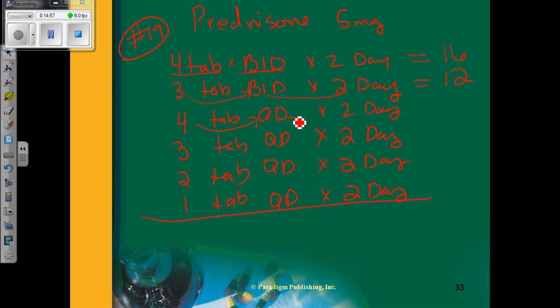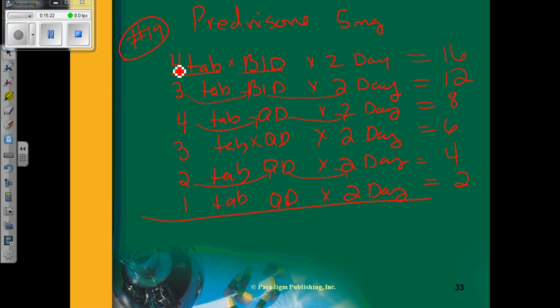4 times 1 is 4. 4 times 2 is 8. 3 times 1 times 2 is 6. 2 times 1 times 2 is 4. 1 times 1 is 1. 1 times 2 is 2. So what we've done is we've just multiplied across.